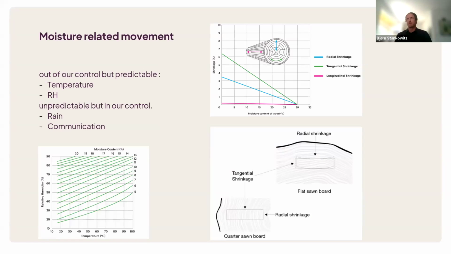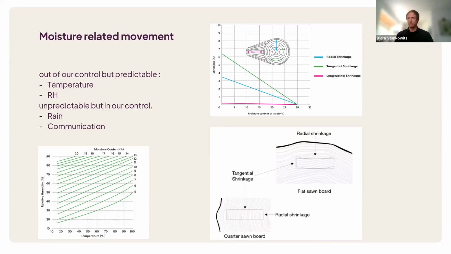When it comes to moisture, timber moves. And this is out of our control, but it's predictable, which is temperature and relative humidity. We've got data from NIWA around New Zealand, and we do have all the information around this. What's unpredictable but in our control, on the other hand, is the rain, and what we're really great in, everyone, is the communication.